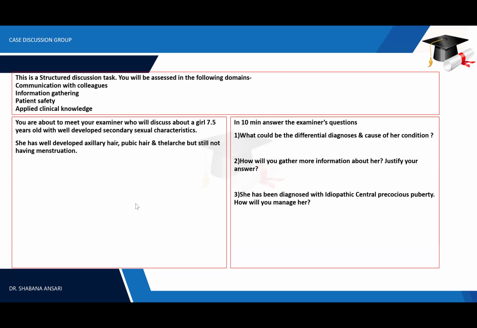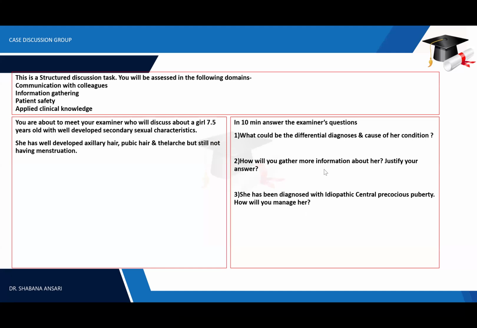So once the history is complete, I would like to go ahead with the examination of this girl, starting from head to toe. First, we'll see if there are any changes in the skin, and I would like to do her breast examination, do her abdominal examination, and we can also offer her other investigations. Should I proceed, ma'am?